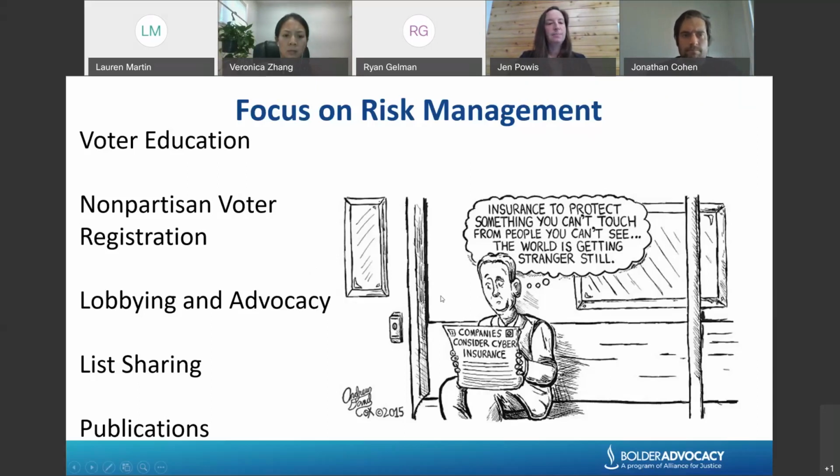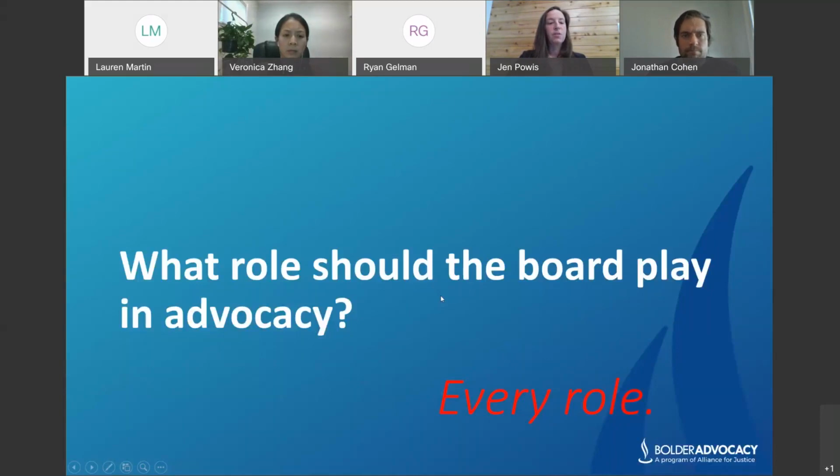Final slide. So what role should the board play in advocacy? Every single role. And then final slide.